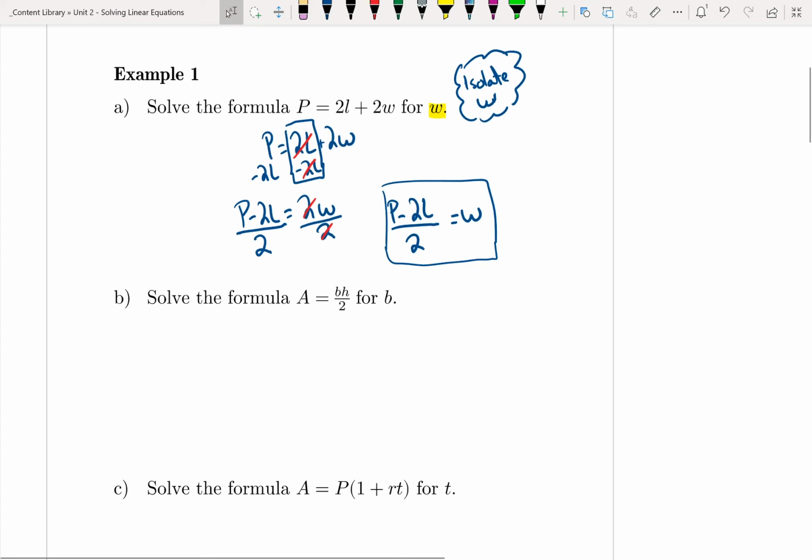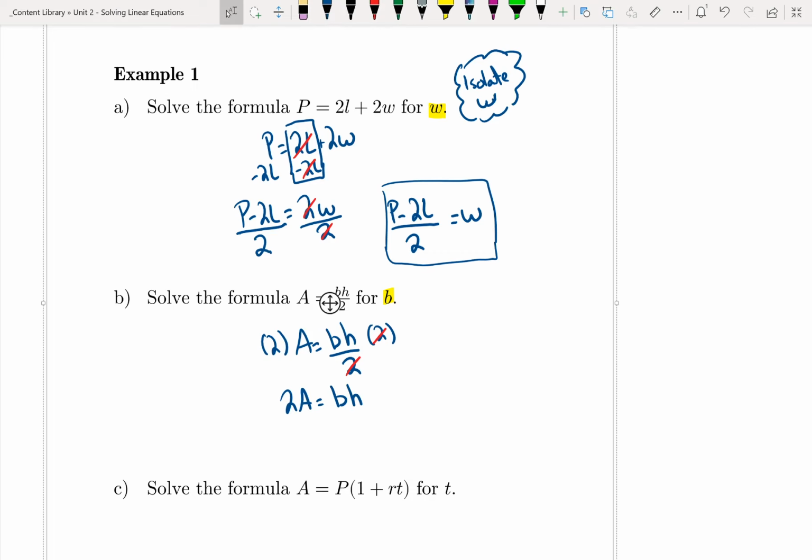If I want to solve the following formula for B, again, the same idea. I need to isolate for B. So I have A equals B times H divided by 2. First thing I want to do is get rid of that fraction, so I'm going to multiply both sides by 2. The 2 on one side will cancel out. I'm left with 2A equals B times H.